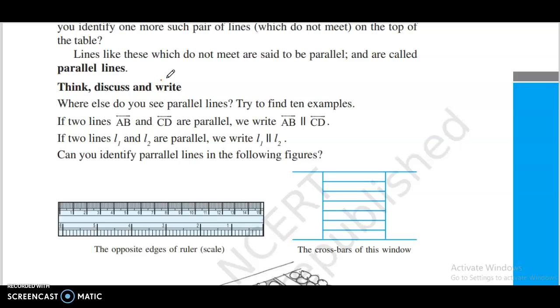If two lines AB bar and CD bar are parallel, we write AB bar parallel CD bar. If two lines L1 and L2 are parallel, we write L1 parallel L2. Can we identify parallel lines in the following figures?